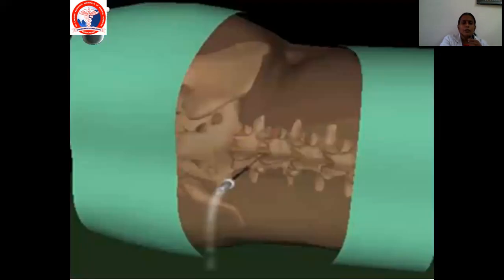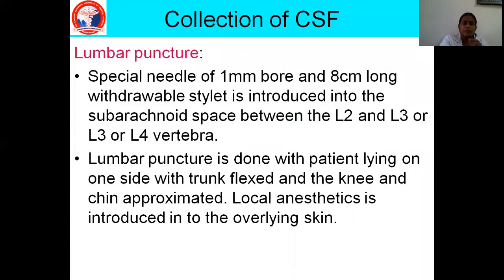So this is the position for collection of the CSF by lumbar puncture. Okay, the trunk is flexed and the knee and chin should be approximated. And the CSF is collected between the L2 and L3 vertebra or L3 and L4 vertebra.